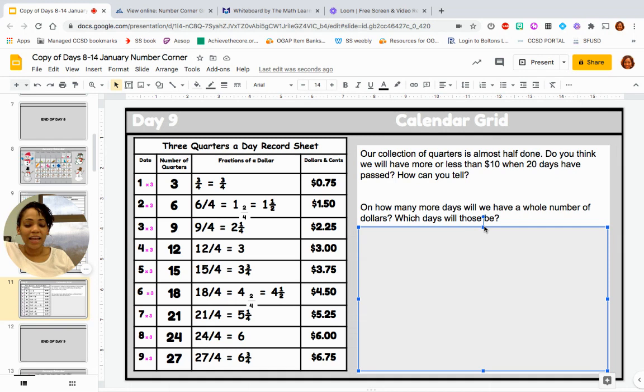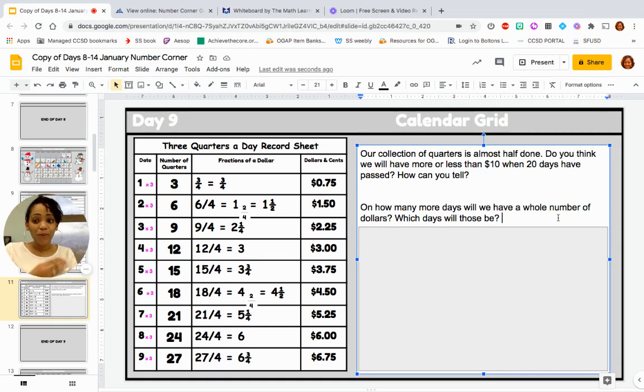Are you noticing that every 4 days, a multiple of 4, I'm going to have whole dollars? So 4th day, $3. The 8th day, $6. Every multiple of 4, we're having whole dollars because it takes us 4 days just to get 3 whole dollars. So then what other days will we have whole dollars?